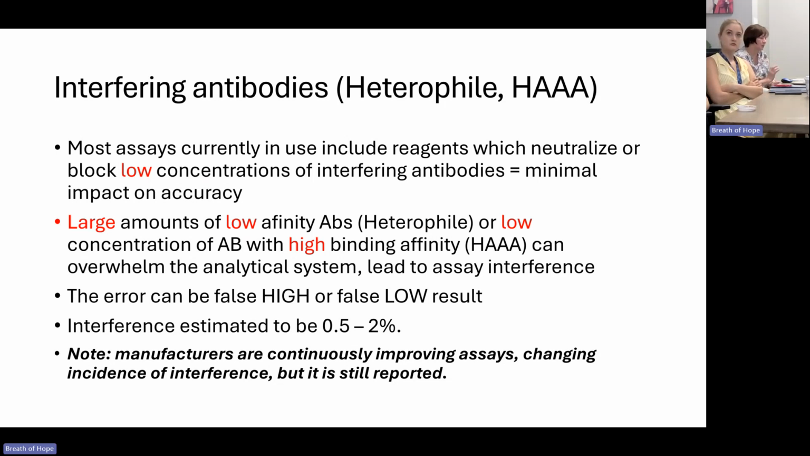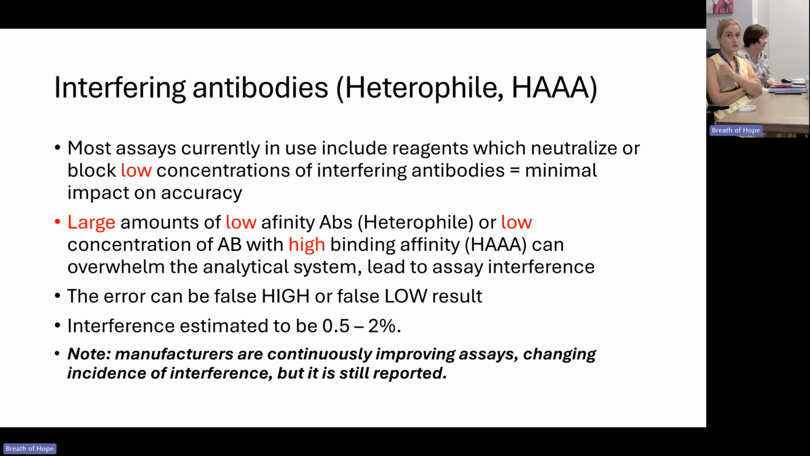So looking at these two groups, the heterophiles and the anti-animal antibodies, most assays currently in use include reagents which will neutralize or block low concentrations of interfering antibodies. So it will have minimal impact on the accuracy. But large amounts of your low affinity antibodies like the heterophiles, or low concentrations of antibodies with high binding affinity like the anti-animal antibodies, can overwhelm the analytical system and lead to assay interference. And this error can be false high or false low results.